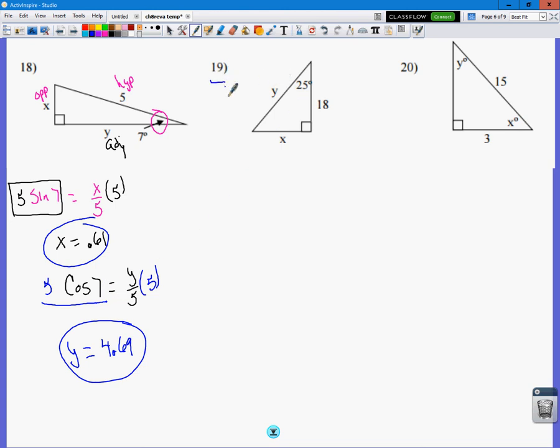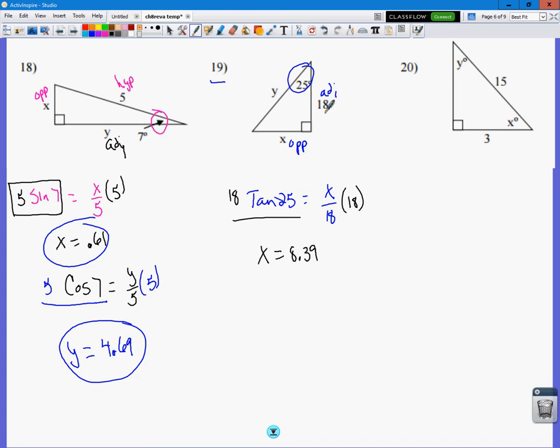Number 19. If I start at the acute angle, x is opposite. The 18 is adjacent. Opposite and adjacent is tangent. The tangent of 25 would be equal to opposite x over 18. Getting x by itself, I'm going to multiply both sides by 18. This is what I'm going to key into my calculator. And when I do that, I get 8.39 for x.